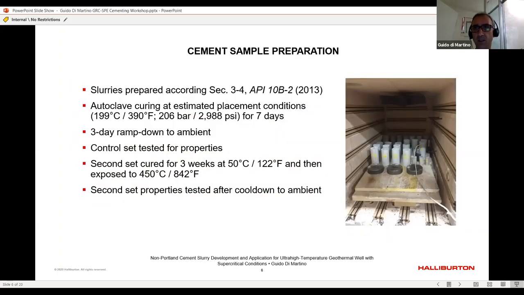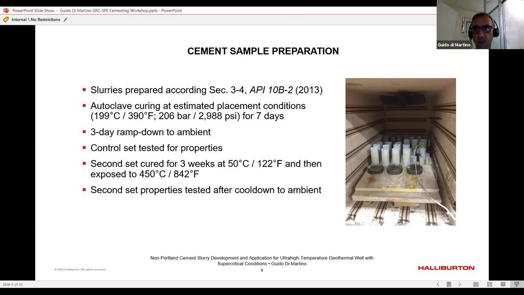All three cement slurry designs were prepared according to section 3.4 of the API recommended practice 10B2. Samples were then cured in an autoclave at the estimated placement temperature of 199 Celsius and 206 bar for 7 days, using a temperature and pressure schedule as simulated for the well by the client, followed by a 3-day ramp down to ambient conditions.